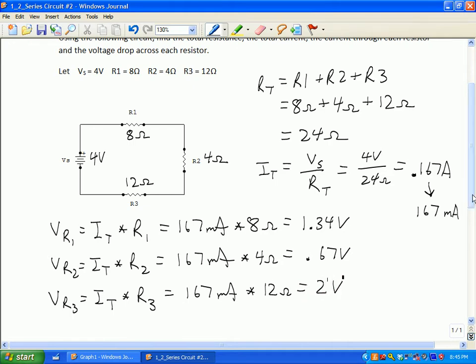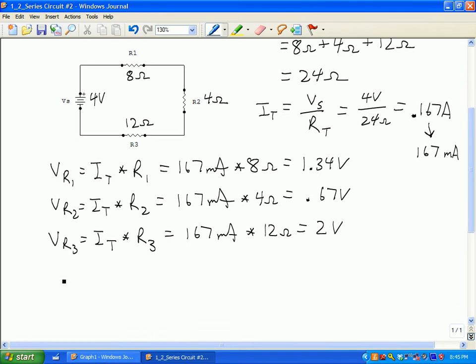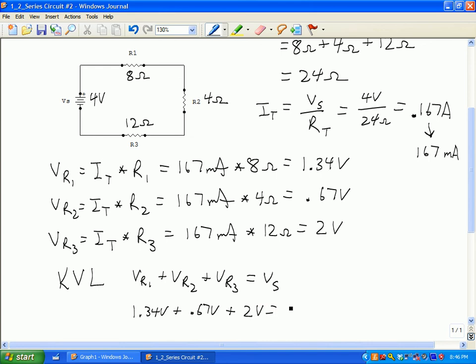Then if we verify Kirchhoff's voltage law, I would take the voltage drop across R1 plus the voltage drop across R2 plus the voltage drop across R3, add them together, and it should equal close to the source voltage. So VR1 is 1.34 plus VR2, which is 0.67, plus VR3, which is 2, and that adds up pretty close to 4 volts.